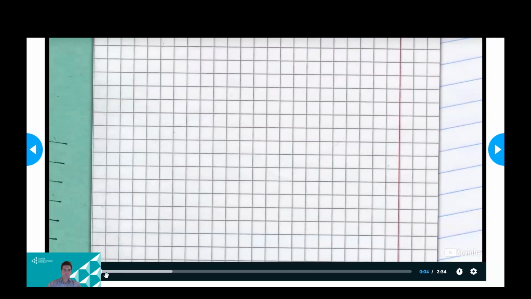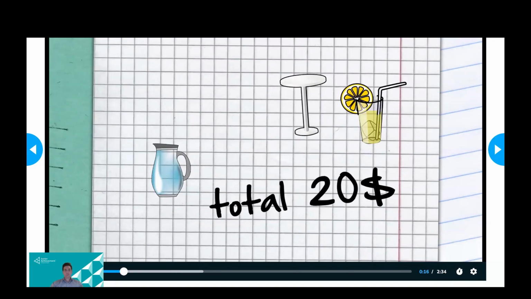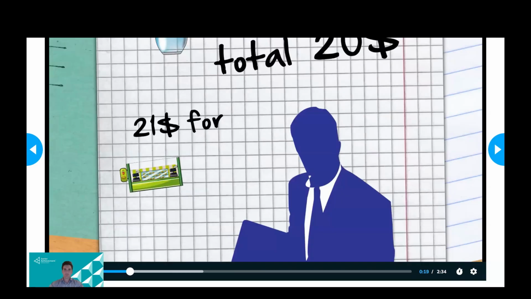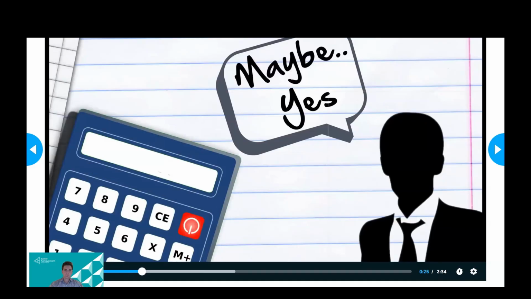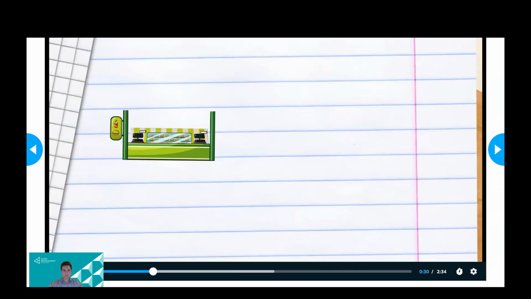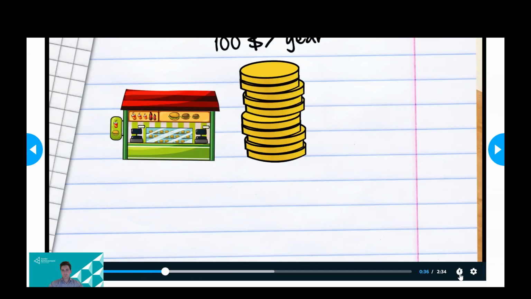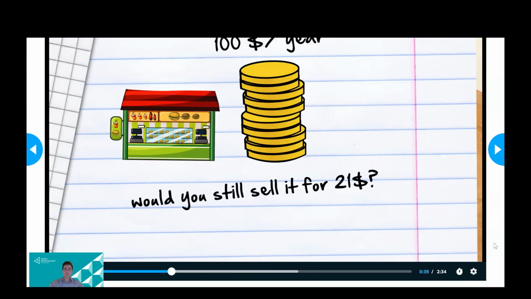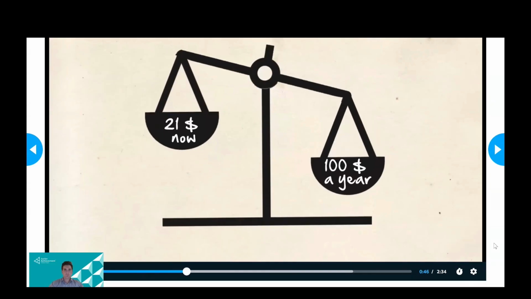How to value a company, explained in 3 minutes. Let's say you have a lemonade stand. It has a table worth $10, a pitcher worth $5, and drinking glasses worth $5. So a total of $20. If someone offers you $21 to buy your lemonade business, what would you say? Maybe you'll say yes, because its assets are worth only $20. But what if your lemonade business is safely and consistently earning you a net profit or cash flow of $100 a year? Would you still sell it for $21? Of course not. You will get $21, but you will lose $100 every year forever.